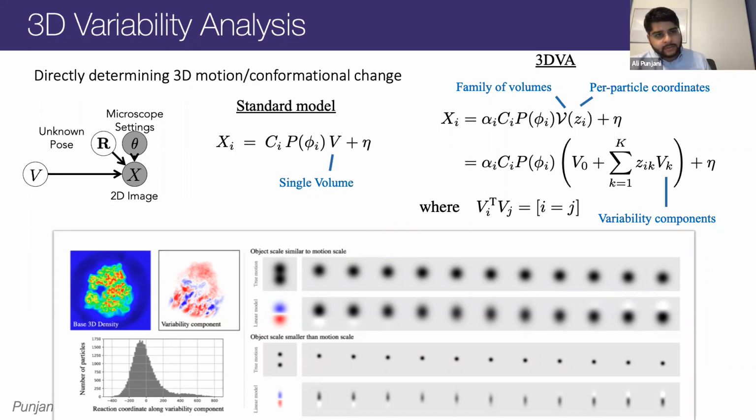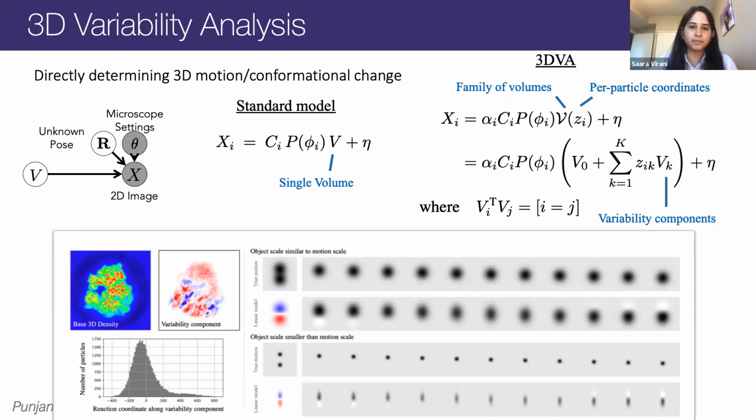But the more interesting version of the problem is where we've already separated the data set into as many conformationally discrete states as we can. And now within each of those clusters, we want to see what is the continuous flexible variability that is remaining after we've separated the data set into discrete clusters.